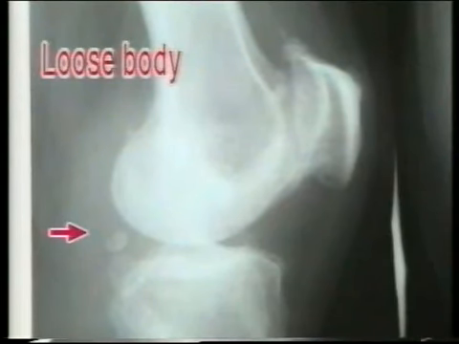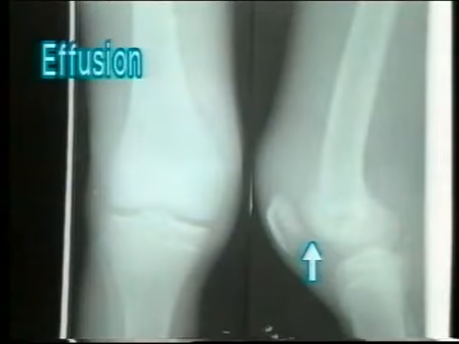Sometimes the patient may have an effusion. The joint space is then increased or normal, and a soft tissue swelling is seen around the joint. In a lateral view, the patella is separated from the femur by more distance, as shown by the arrow.